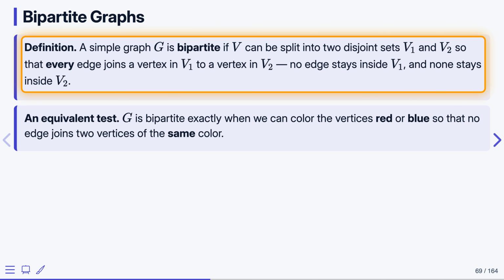An easier way to think about it. Try to color each vertex red or blue so that no edge joins 2 vertices of the same color. If you can do this, the graph is bipartite, and the red vertices are one group and the blue vertices are the other.